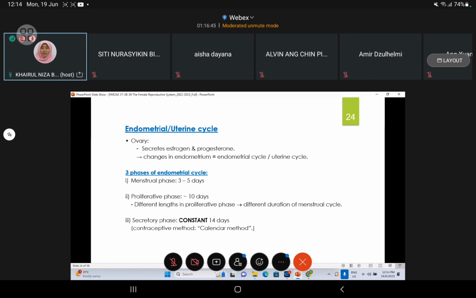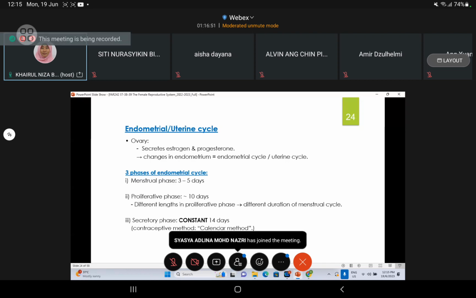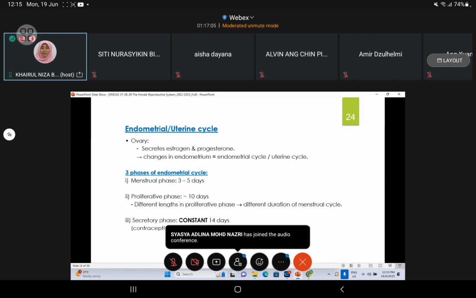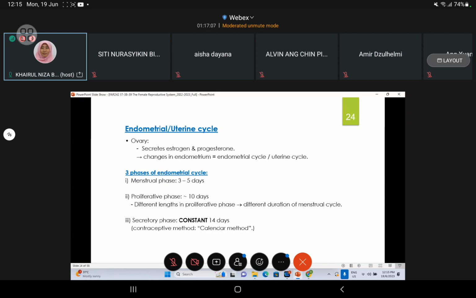Okay, remember we have 3 phases in the endometrial cycle, one being the menstrual phase, whereby at the same time the new menstrual cycle begins in the ovary. Second is the proliferative phase, which lasts for about 10 days, but is different in each and every female individual. Third is the secretory phase, which is constant at 14 days.